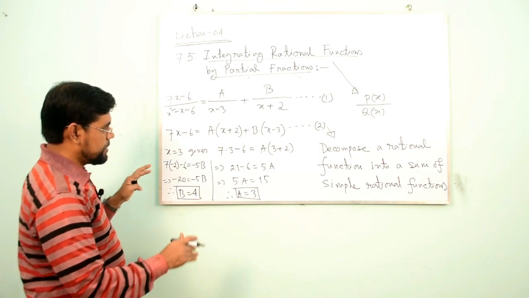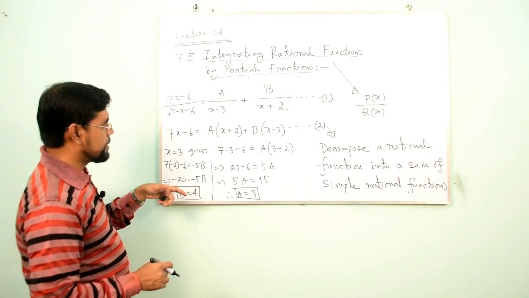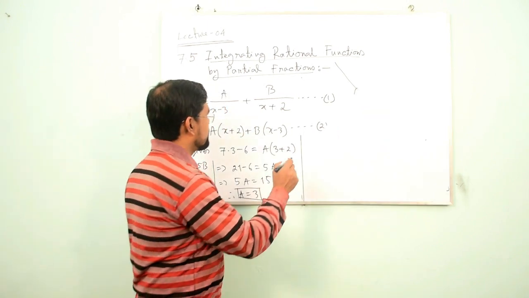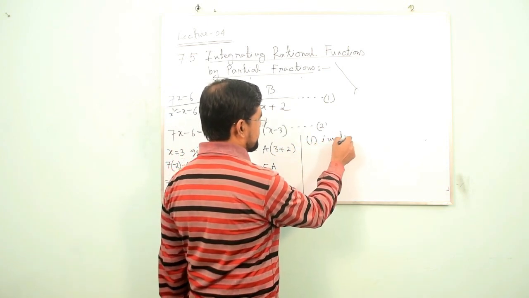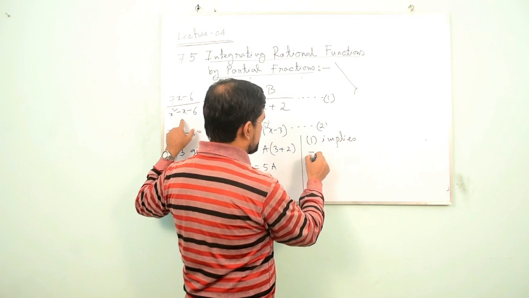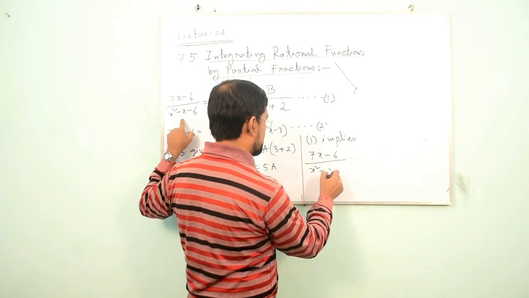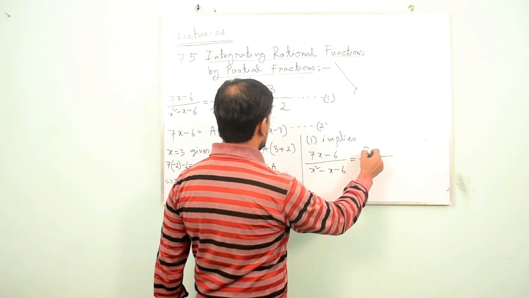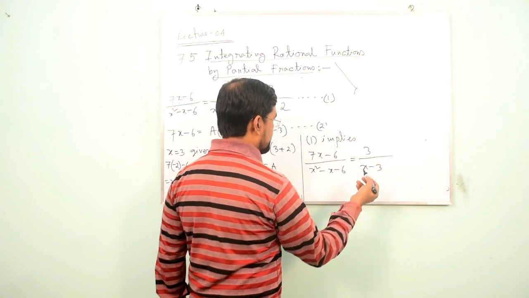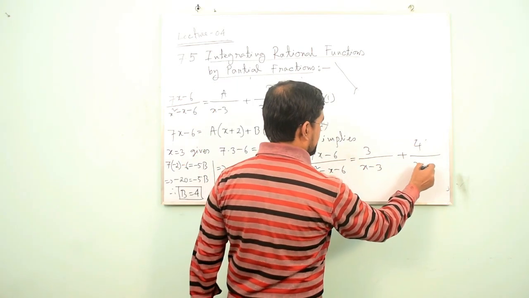So this is the one way you can calculate a and b. Therefore, equation 1 implies (7x - 6)/(x² - x - 6) = 3/(x - 3) + 4/(x + 2).